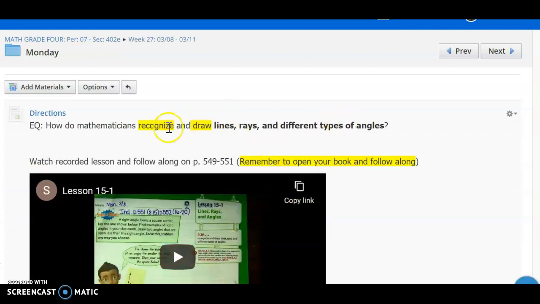So we are finished up with our measurement conversion. Now we're getting into angles, rays, so different lines, different types of angles. We're even going to look at angles within a circle. So on Monday, we are going to just recognize and draw lines, rays, and the different types of angles.